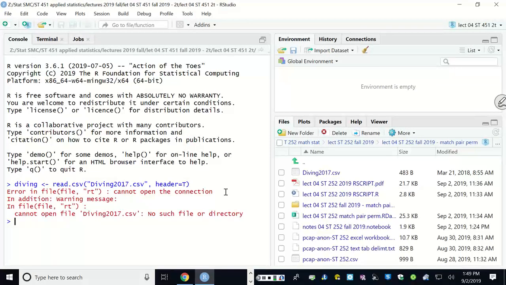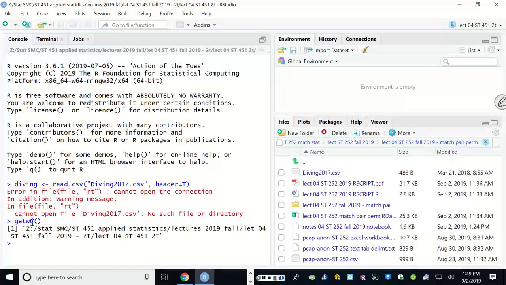And it says it can't find it. Well, I see it here, but it can't find it. So R is looking someplace else. The working directory: getwd gets the working directory. And it's looking at my 451 files. So that's where it's searching through files, and that's why it can't find it even though I see it over here.